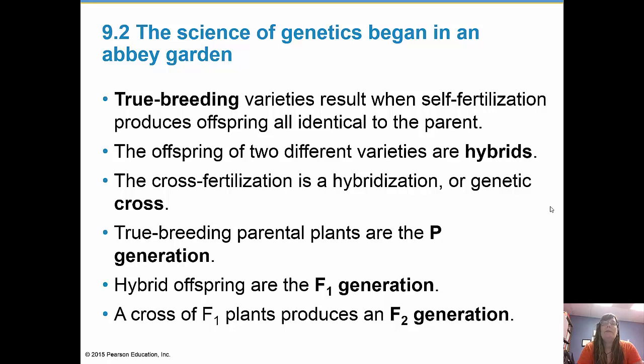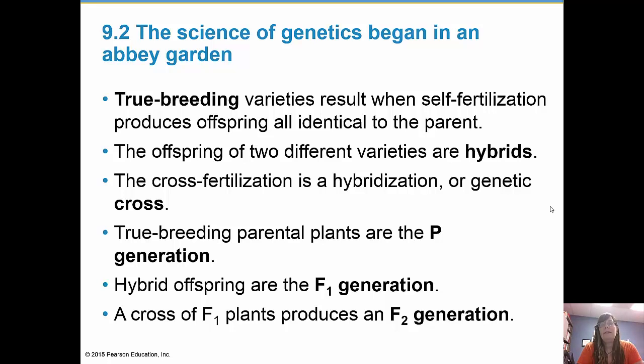So Gregor Mendel used some techniques. True breeding is when a plant is self-fertilized and all of the offspring are identical to the parent. So if you have a purple parent and all the offspring are purple, for example. If you have two different varieties, they're called hybrids. So if you have a dominant and a recessive trait, and that cross-fertilization is a genetic cross, and that's what we're going to be doing for your genetics assessment.